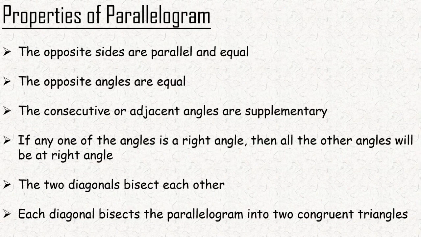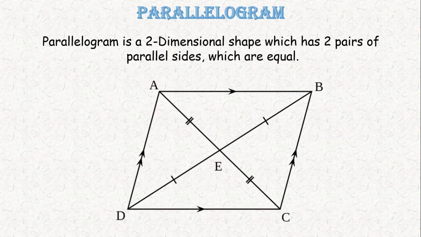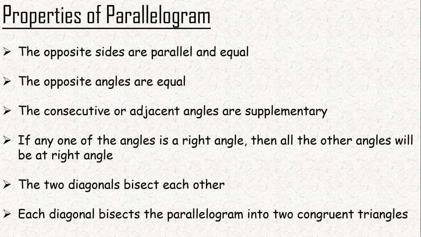Next, properties of parallelogram. Opposite sides are parallel and equal in the parallelogram, and opposite angles are equal. Here in the parallelogram, opposite angles are equal and the consecutive or adjacent angles are supplementary. This means here angle A plus angle D is equal to 180 degrees, or angle A plus angle B is equal to 180 degrees. Any two adjacent angles, if we add, we get supplementary, that's 180 degrees.